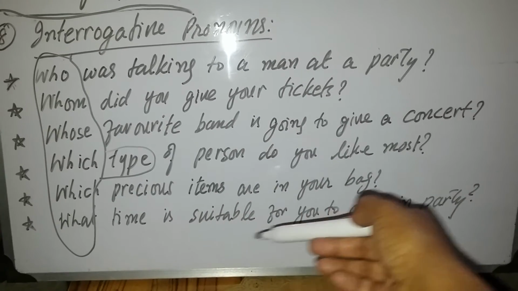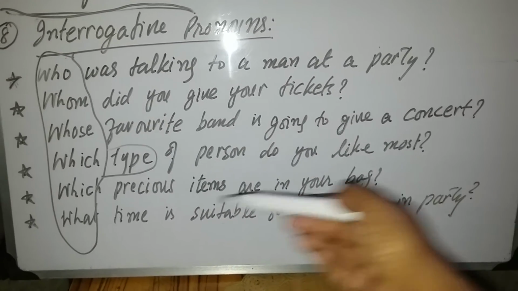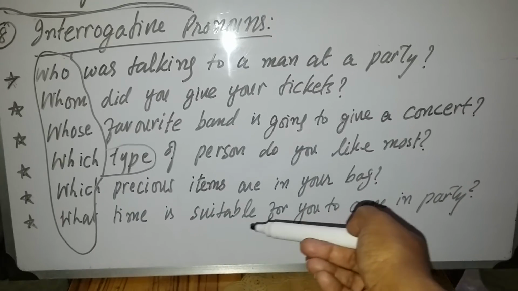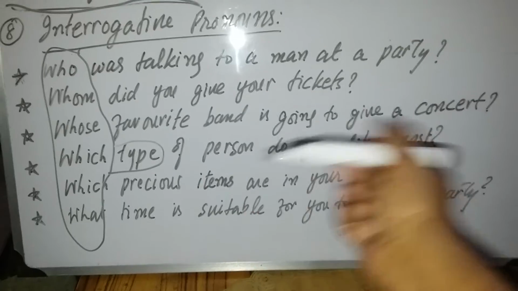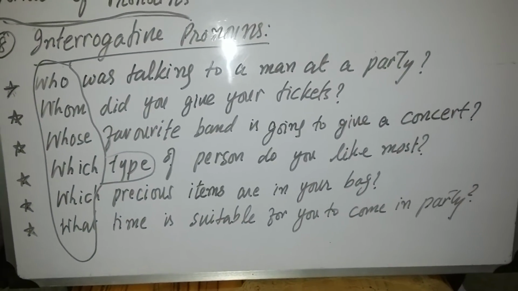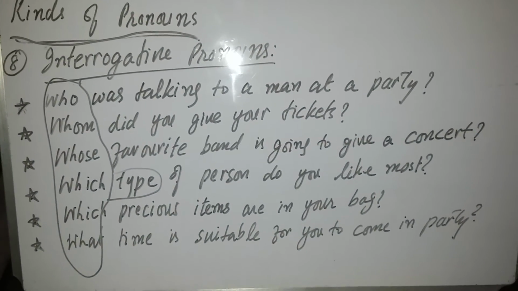What time is suitable for you to come to the party? Evening time is suitable for me to come to the party. So these are all examples of interrogative pronouns, how they can be used.